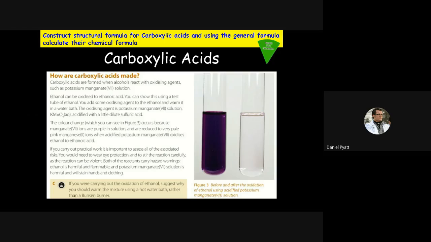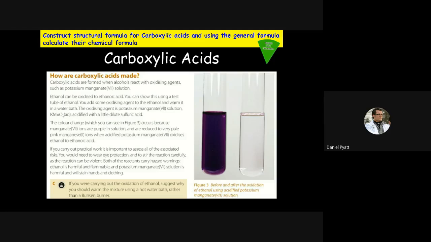Then we also add a little bit of sulfuric acid so that it's done in acidic conditions, and the result of that is we will then change our alcohol into our carboxylic acid. So we need an oxidizing agent, we need acidic conditions, so we add sulfuric acid and we heat it using a water bath. The colour change that occurs is the potassium permanganate, which is our strong oxidizing agent, will go from purple to very pale pink, almost colourless.